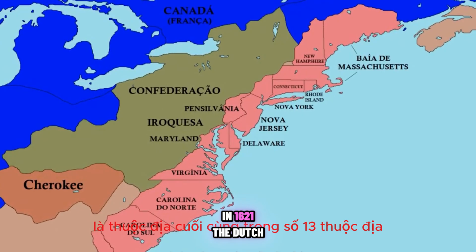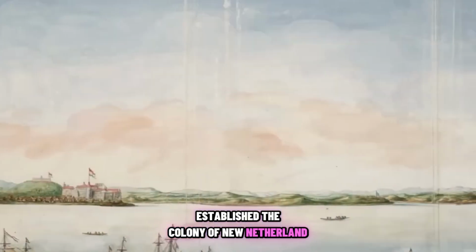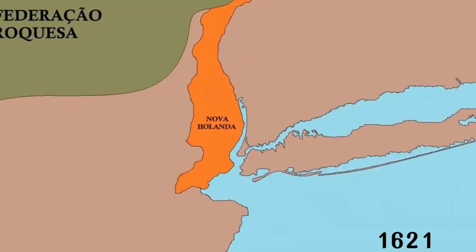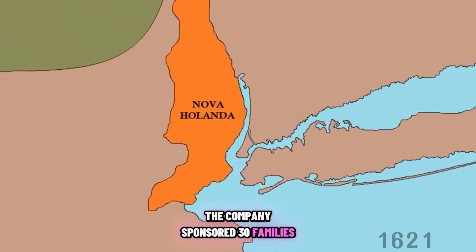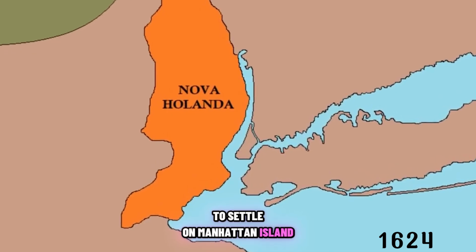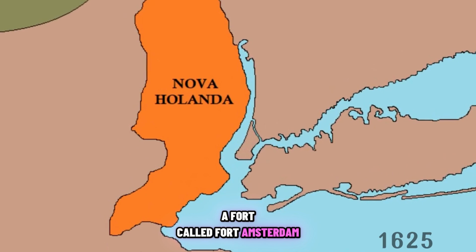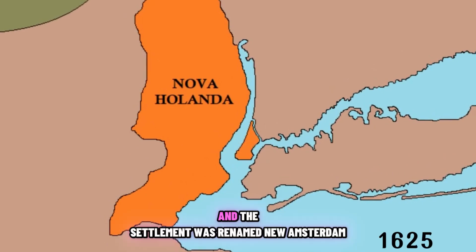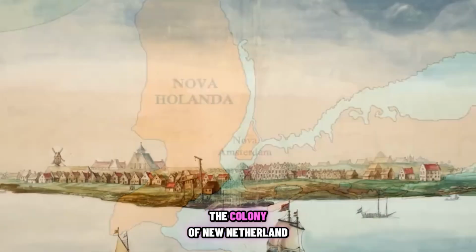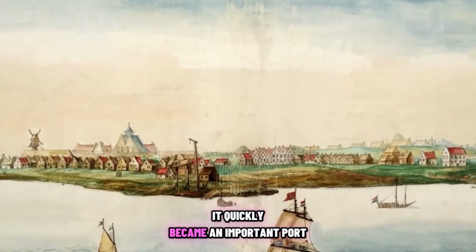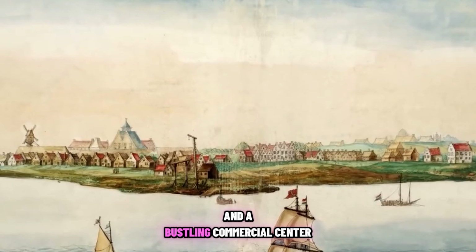In 1621, the Dutch West India Company established the colony of New Netherland. In 1624, the company sponsored 30 families to settle on Manhattan Island. The following year, a fort called Fort Amsterdam was built on the island, and the settlement was renamed New Amsterdam. It became an extension of the colony of New Netherland, and the city grew rapidly. It quickly became an important port and a bustling commercial center.